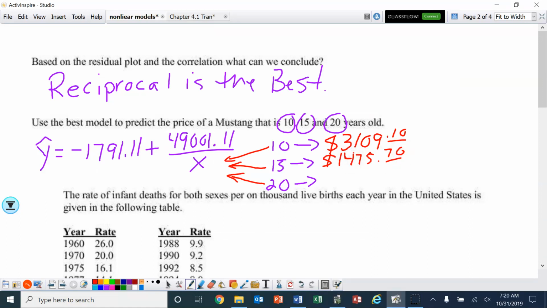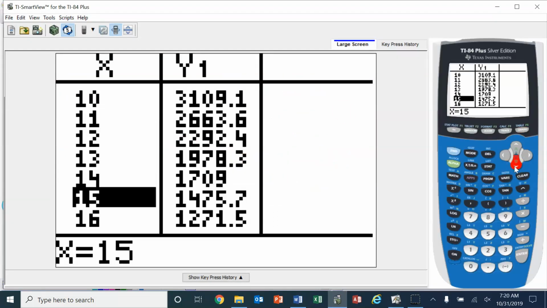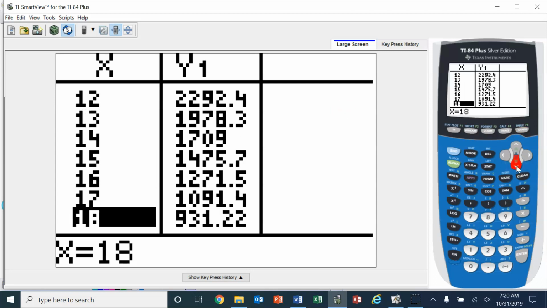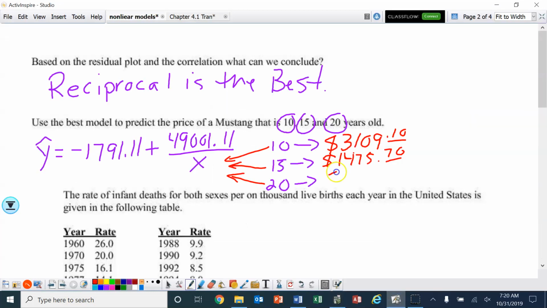Okay, 20 years. Again, 20 years is pushing it. We're kind of getting out of the range of values if you look at all of those numbers. But we'll go ahead and look at what it is. Okay, so we're going to go to 20 years. $658.99. Now remember, don't forget about extrapolation.